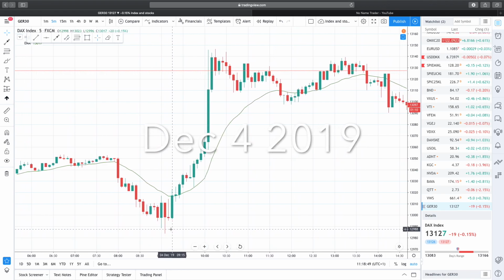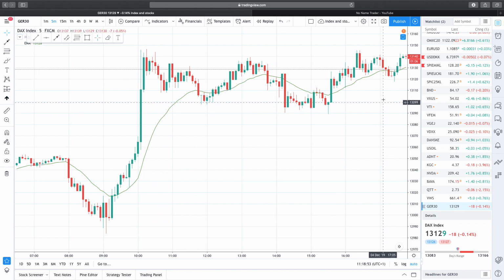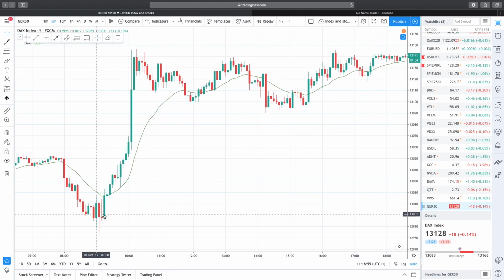And where did we open? We opened near the low of the day. This is how we traded. We traded up and traded sideways the rest of the day. So getting long near the open yesterday was a very good move.